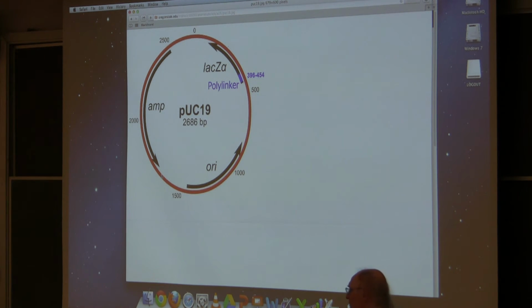This gene, if I took this plasmid right here and I put it into bacterial cells, what would they be like? Well, in the first place, they would be resistant to ampicillin because they've got an intact ampicillin gene. And if I treated those cells with X-gal, they would turn blue. Because the beta-galactosidase would cut the X-gal and give me a blue color. Okay? With me?